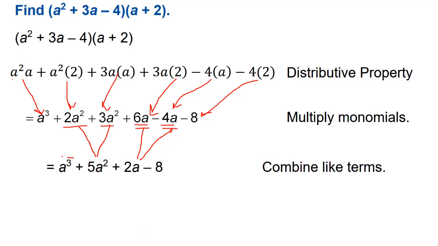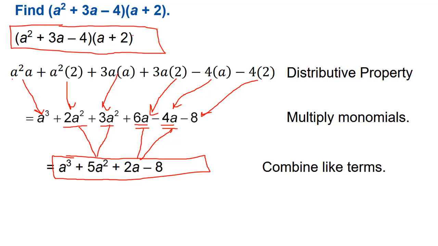So in the end, we have this third degree polynomial, third degree because the highest power monomial is a third degree term, and that's it. A to the third plus 5a squared plus 2a minus 8 is the product of these two polynomial parts.